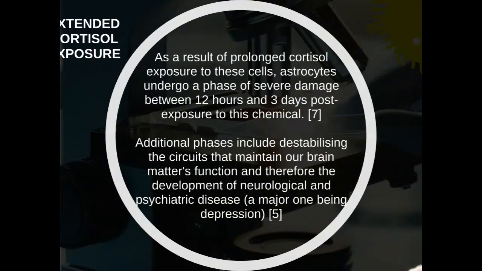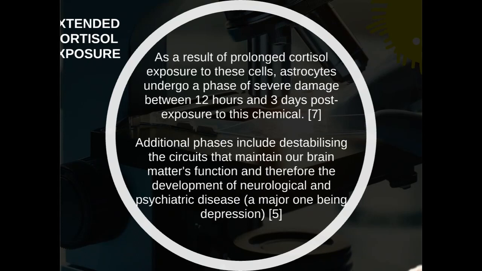And if we have prolonged cortisol exposure, so continuously for multiple years, maybe even a decade, that's where the astrocytes are going to undergo a severe damage phase. So once we've had the highest possible level of cortisol, which is not really easy to measure, it's more based on scientific data, then there's going to be a phase of severe damage between 12 hours and 3 days post-exposure to this chemical.